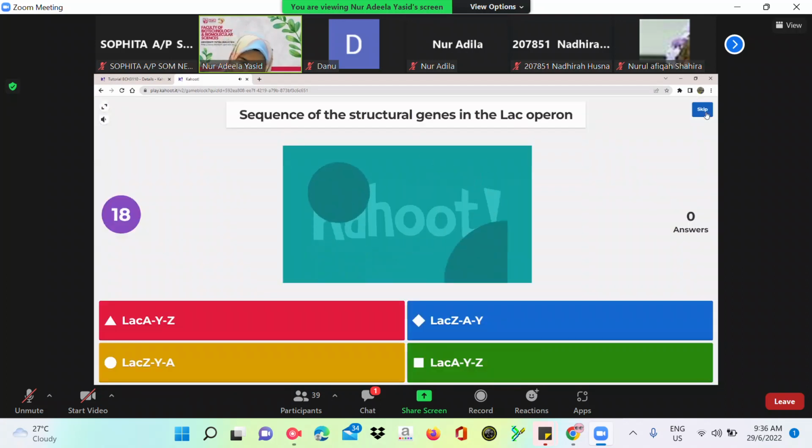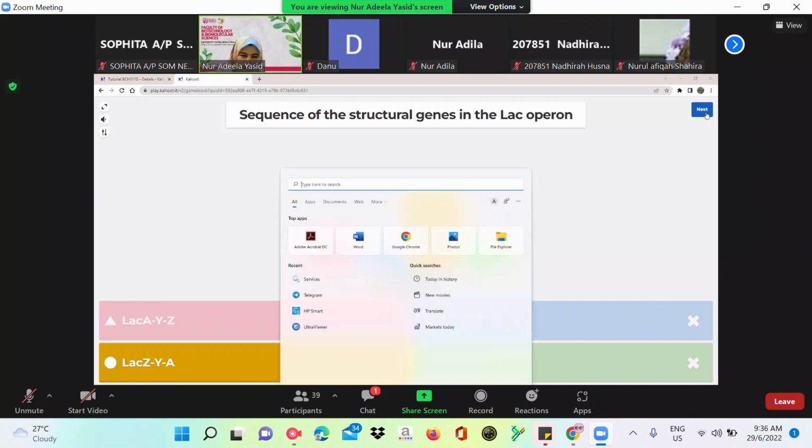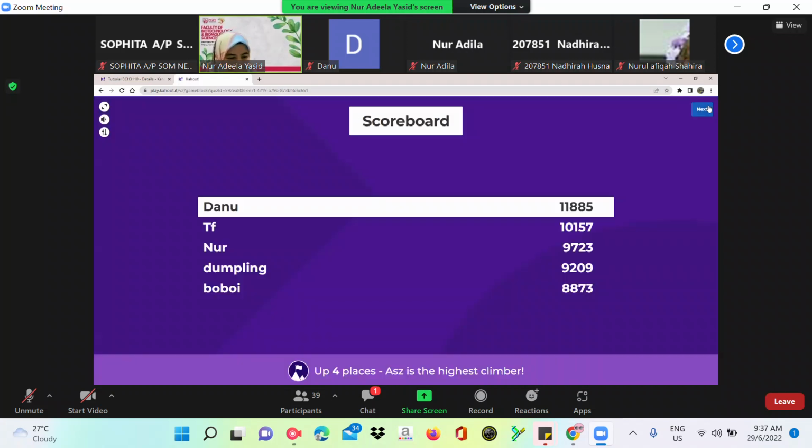Sequence of the structural genes in the lac operon. So you need to know the sequence in the lac operon. This is the sequence of the structural genes: we have lacZ, lacY, and also lacA. You need to know which genes will be transcribed from lacZ, lacY, and lacA.